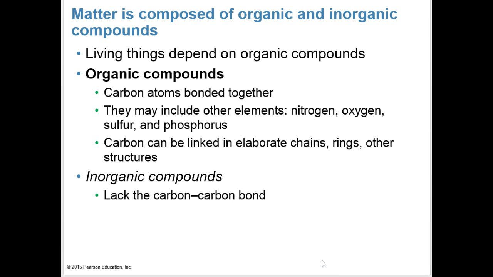Our next topic in the book talks about matter that's composed of organic and inorganic compounds. First, we'll look at the types of compounds that are found in living things. Living things depend on what are called organic compounds. Organic compounds are carbon atoms that are bonded together, and these can include other elements like nitrogen, oxygen, sulfur, and phosphorus, and often do. Carbon can be linked in elaborate chains, rings, and other structures.